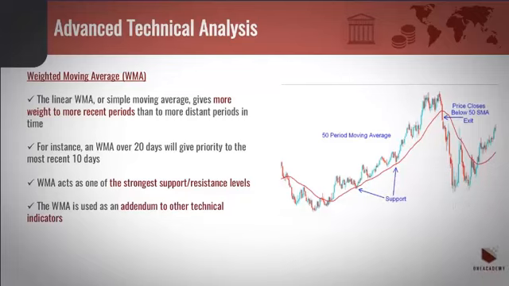Advanced technical analysis. Linear weighted moving average, WMA. The weighted moving average, known as WMA, is similar to the ordinary arithmetic average. The only difference between the two is that the WMA gives more weight to more recent periods than to more distant periods in time, in contrast to the simple arithmetic mean, which gives equal weight to all observations.